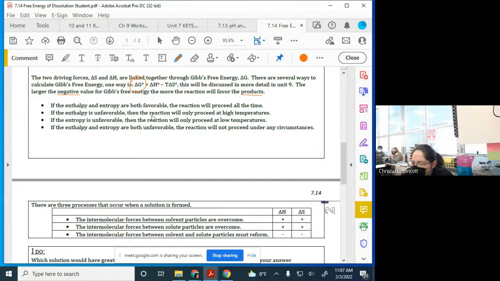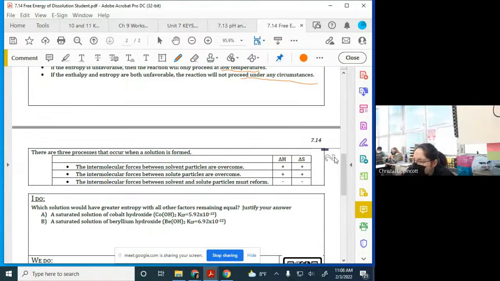If enthalpy is unfavorable, then the reaction only proceeds at high temperatures. So for example, ice melting. If the temperature isn't high enough, the ice won't melt. If entropy is unfavorable, then the reaction only proceeds at low temperatures, like ice freezing. And if enthalpy and entropy are both unfavorable, then it doesn't proceed under any conditions unless you apply external forces.